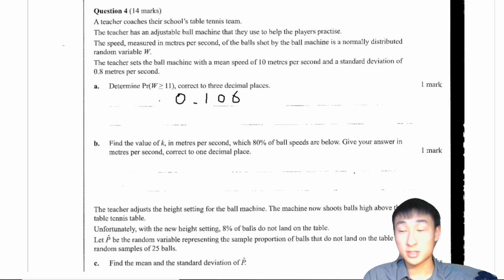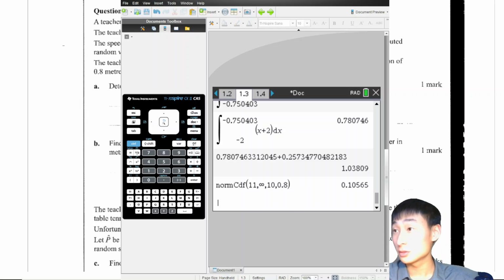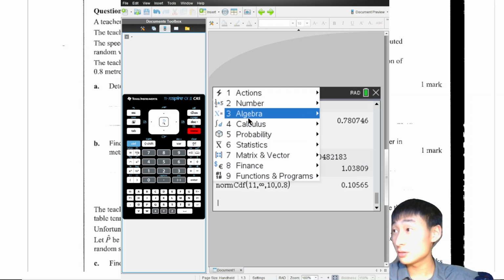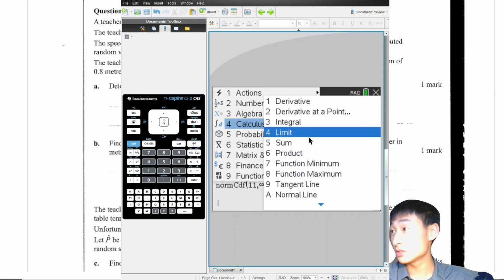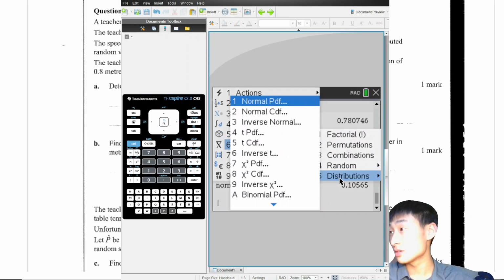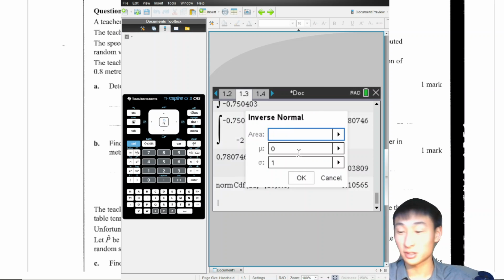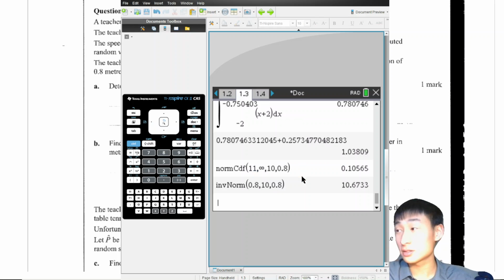Okay, so 80% of the balls are below. Menu. Isn't it just, again, just subbing it into the CAS? I hate these types of questions that don't require much thinking. Hopefully my thinking is not wrong, but 10, 0.8. Okay, I get that.